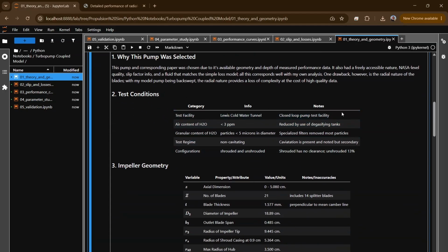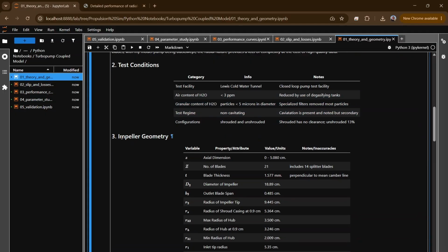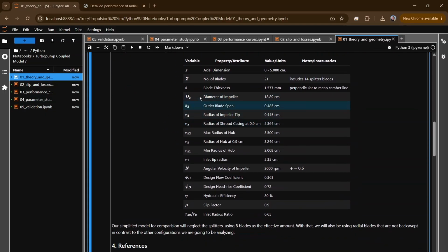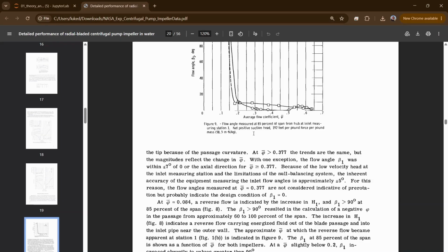And so I have the test conditions listed here. You have the Lewis cold water tunnel, air content ratio, granular content, the test regime, and the configurations. They do say cavitation is present and noted, but they say it's secondary, not really included in the analysis. The impeller geometry, we have all these values. These are values sourced directly from the paper here.